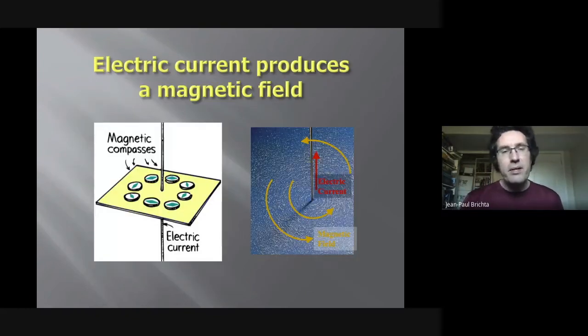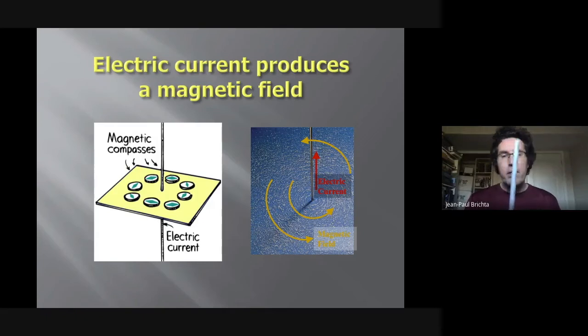More investigation with things like more compasses starts to paint a clearer picture. So if you put a bunch of compasses around the conductor, then you start seeing that the field lines actually go like this. They curl around, okay? They curl around the conductor.